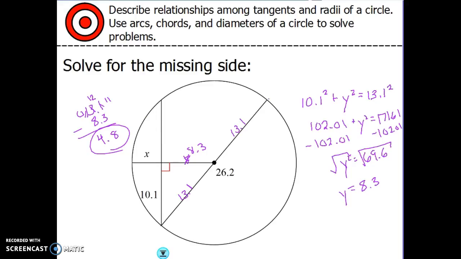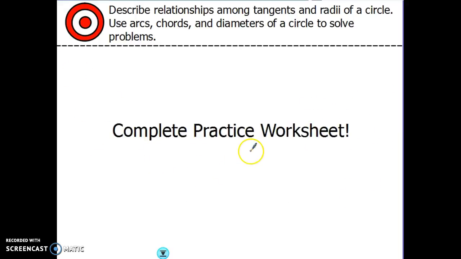Because at this point, I would like you to complete the practice worksheet. As the substitute for the circle basics practice, it has several problems on there, like identifying different lines on a circle, doing some of the tangents and radii of a circle, and then also I have a couple of problems just like I just demonstrated for you on there as well. So try that out.